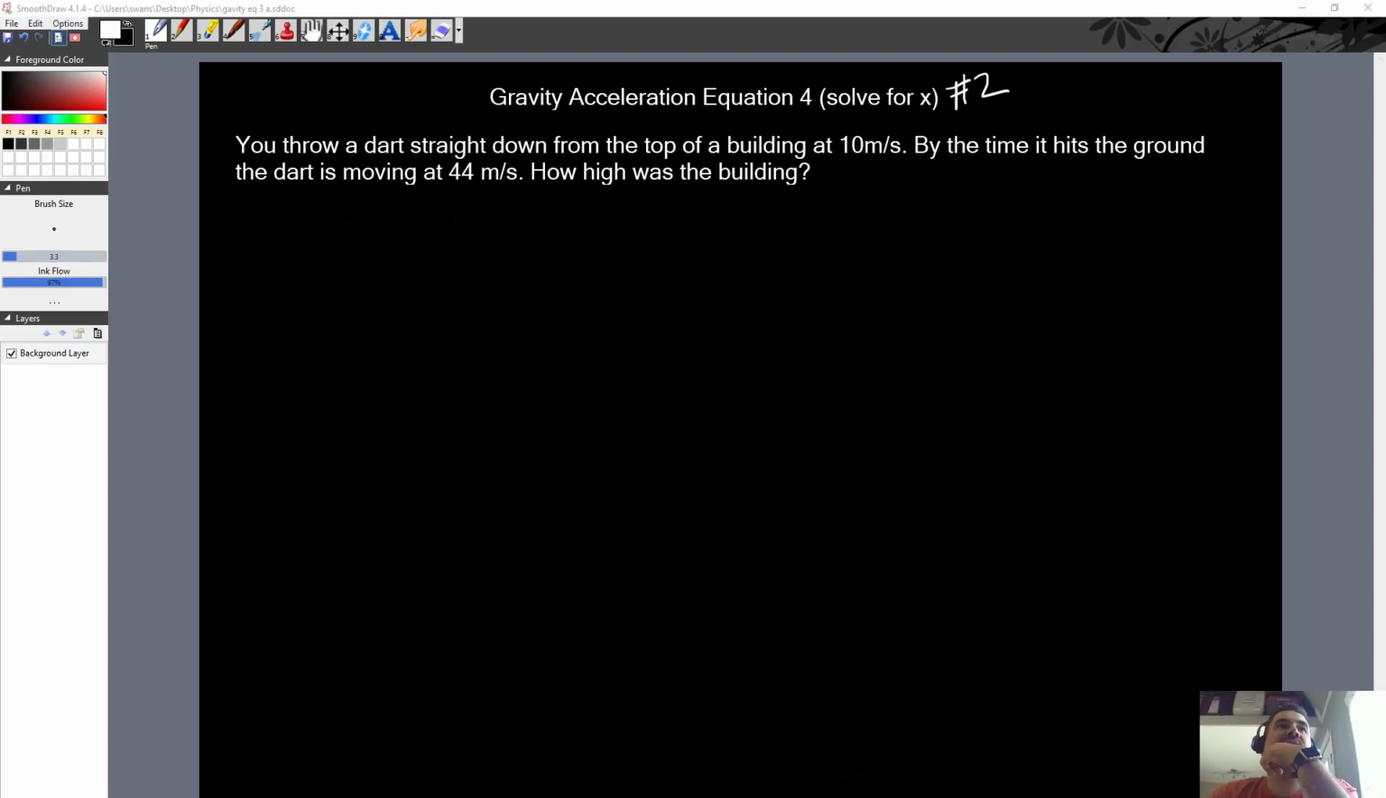Okay, so here we are for the second one. Changed up though. This time they're throwing it down. So we have an initial and a final this time. So same equation: the final speed squared equals the initial speed squared plus 2 times a delta x.